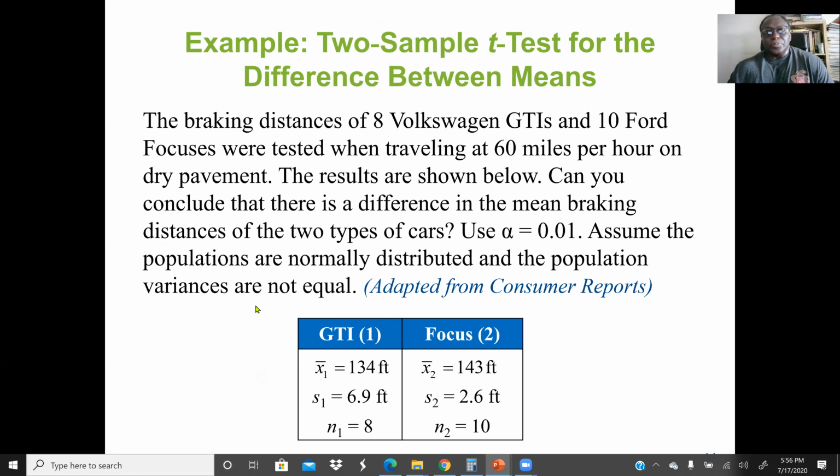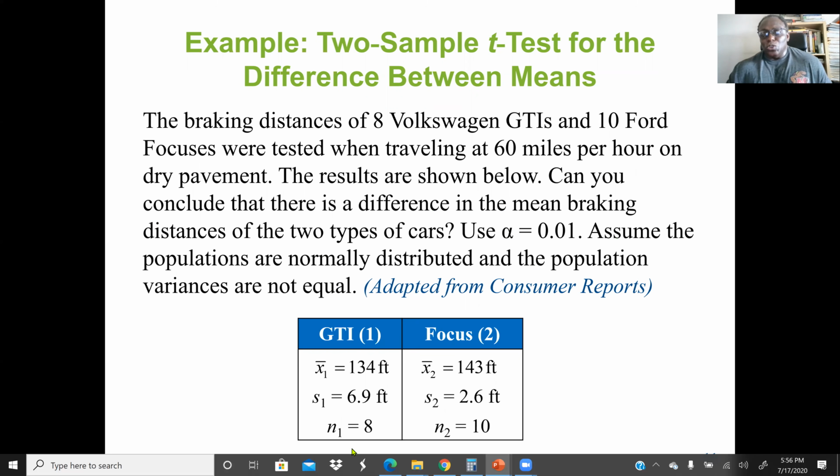This may help us. So here we have a question saying that the braking distance of 8 Volkswagen GTIs and 10 Ford Focuses were tested when traveling at 60 miles per hour on dry pavement. The results are shown below. Can you conclude that there's a difference in the mean braking distance of the two types of cars? Use alpha, which is given to us as 0.01. That is the level of significance. Assuming the populations are normally distributed, and also the population variances are not equal, we have to use the second formula for the degree of freedom.